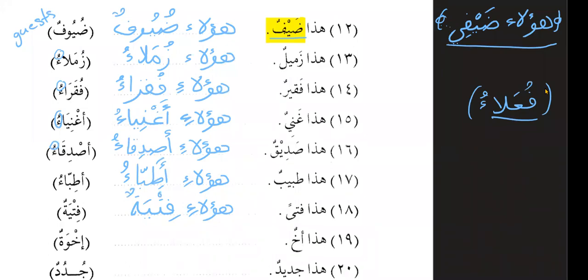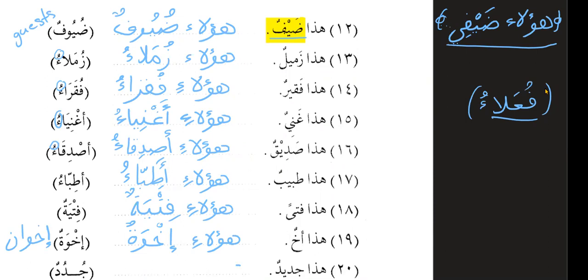جيد. هذا أخ. أبو يوسف هذا أخ. هؤلاء إخوة. And you also have the other plural, إخوان. So إخوة, إخوان. Some of the scholars say that there's a difference between the two, and some of them say there is no difference.